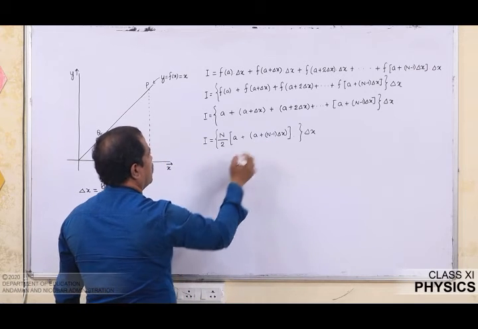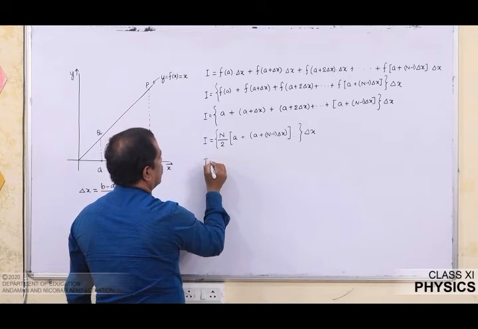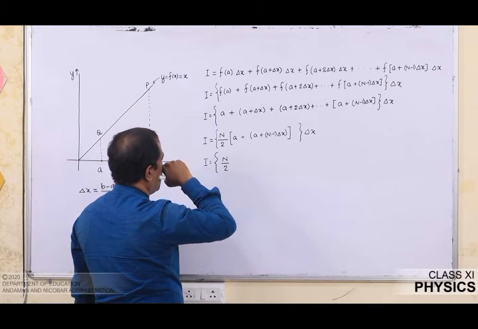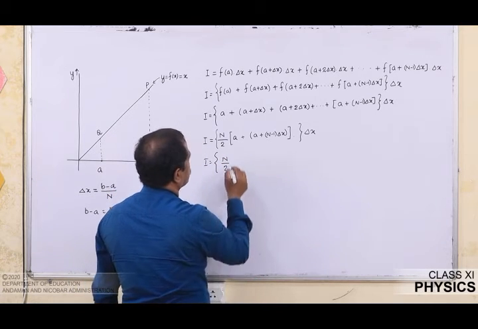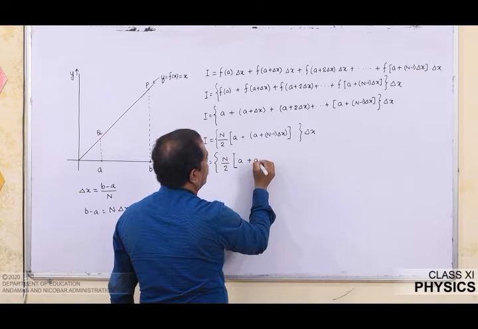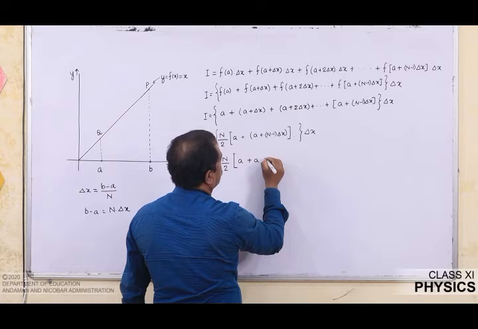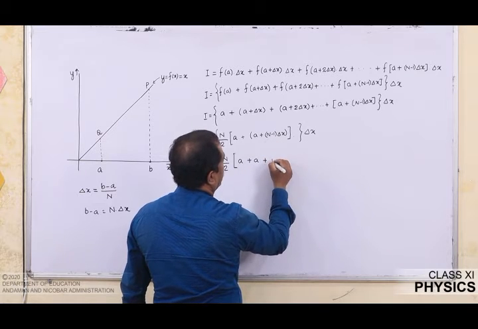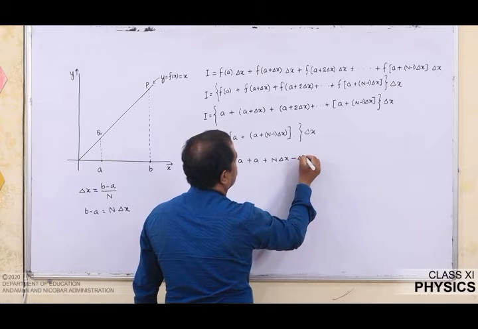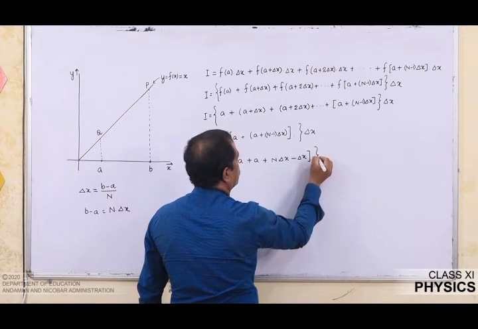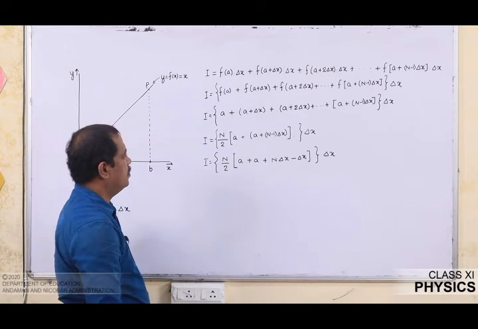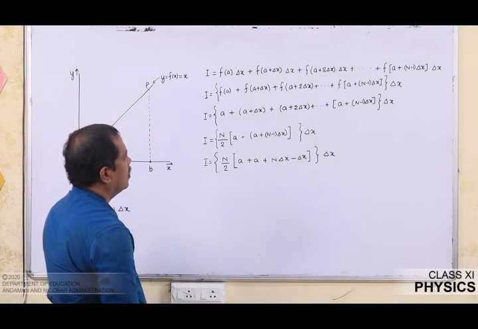Now, if I open this bracket, what I would get is this is equal to n over 2 times a plus n delta x minus delta x times del x. This is the case.